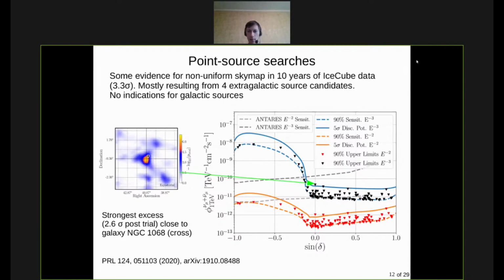So here only four candidate sources appear a bit special, with some excesses. The combined excess is slightly above 3 sigma, which is rather interesting. So this is evidence of some non-uniformity, but none of these sources is above 3 sigma individually. The strongest source is actually an active galaxy of, I think, a non-blazar type, NGC 1068. Anyway, that's an interesting candidate.